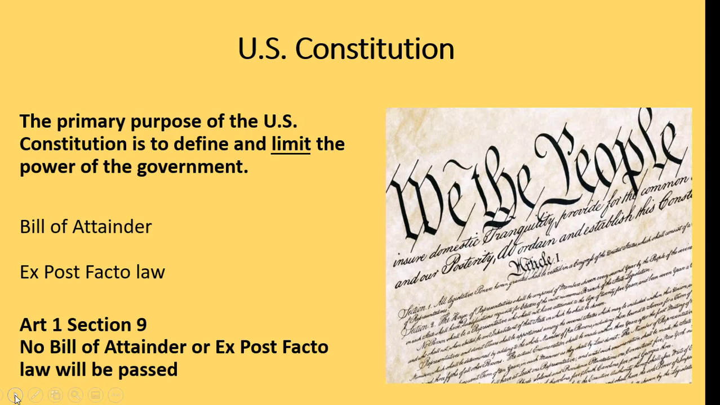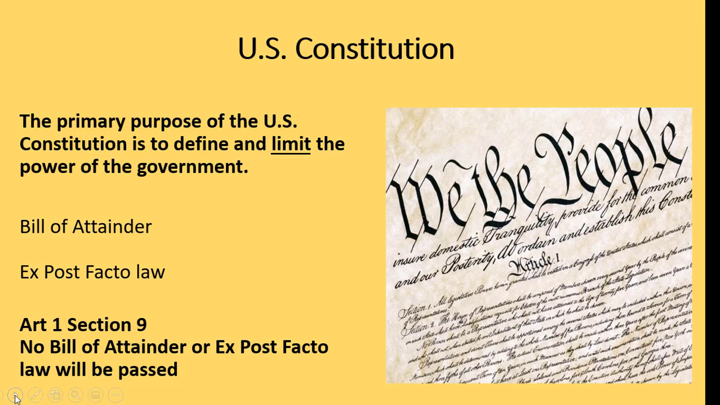Now, we're going to finish up strong with the U.S. Constitution. So take a deep breath and grab your hot coffee, because here we go. The primary purpose of the U.S. Constitution is to define and limit the power of government. I am telling you right now that that is on your final exam, because I'm working on your final exam and I put that question on there.